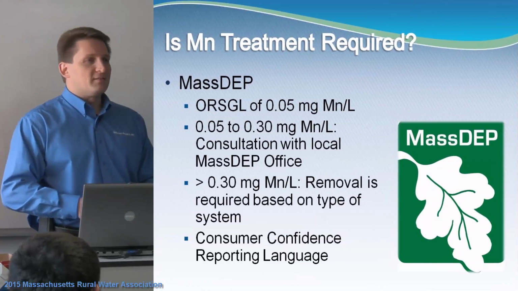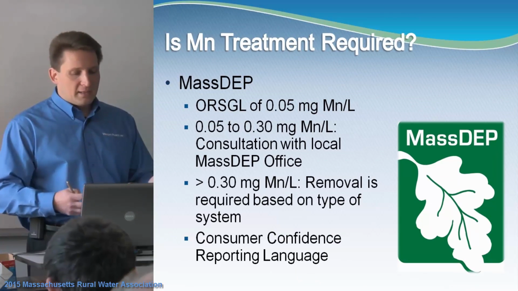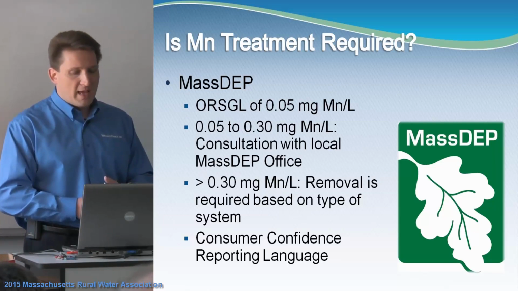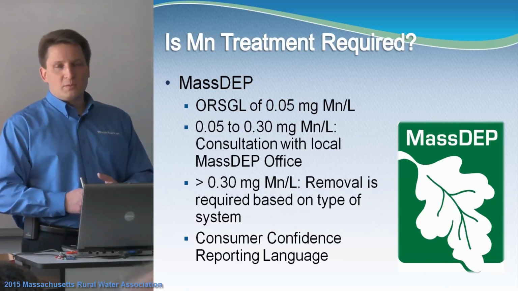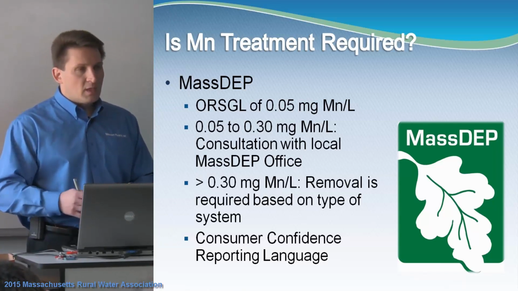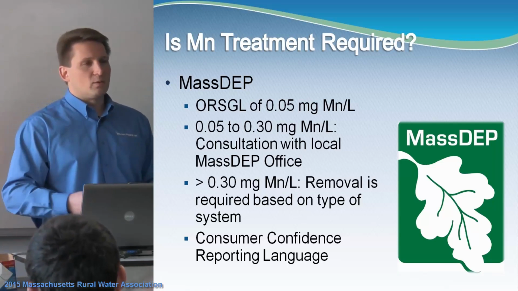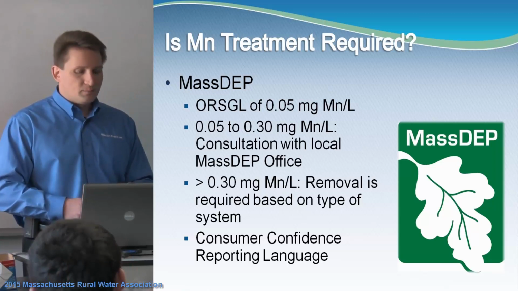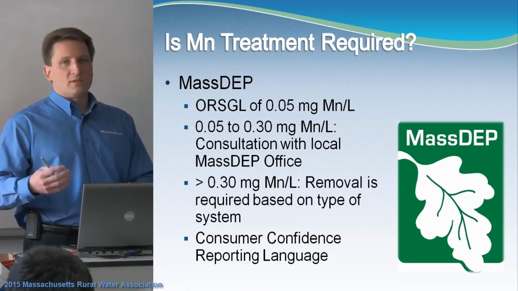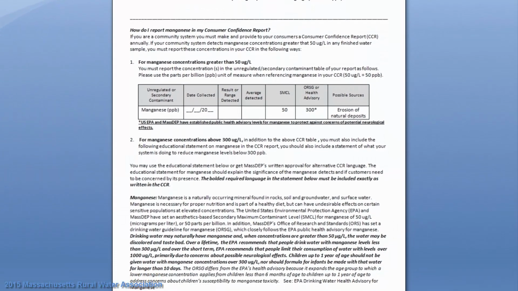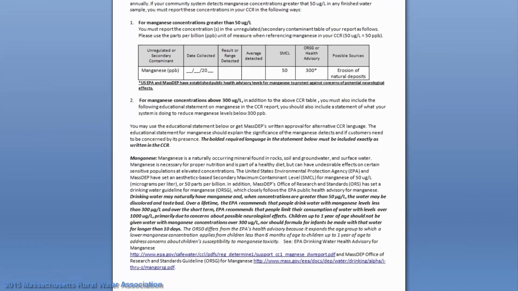From the DEP's perspective, they have the Office of Research Standards guideline, and they have a level of 0.05 milligrams of manganese per liter. If you do have manganese in your distribution system, or I should say in your raw water or treated water, between 0.05 and 0.3, you will have to consult with your local MassDEP office on what you're going to have to do. The regulations are based such that if it's over 0.3, you will probably have to remove it, and it's based on the type of system that you have. And in regards to manganese, the DEP obviously has been asking you guys, I believe, to put information in the consumer confidence reports, some language about manganese and its concerns, so you guys have probably been dealing with that as well.